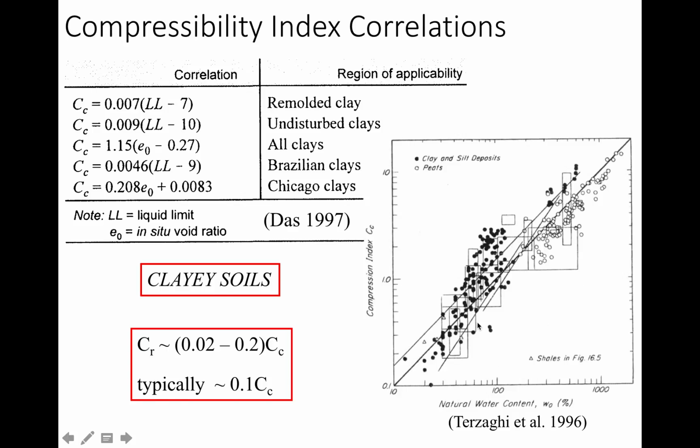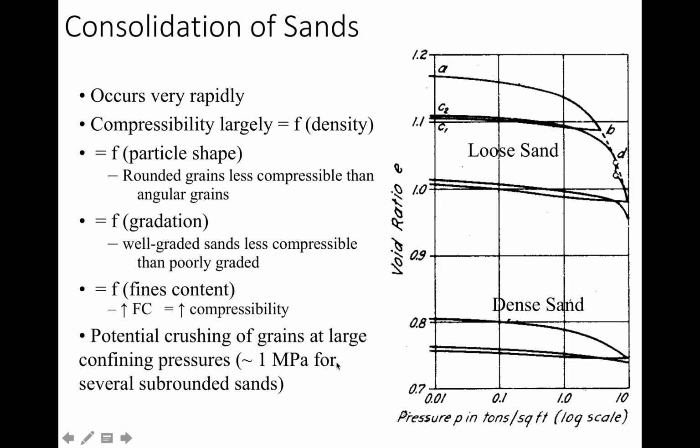Here are some examples of different types of correlations, just so that if you ever wanted to compare data from your reports and verify it seems accurate, you can look at different data. Here are the ranges that it's typically within. Here are examples of sand. Consolidation does happen in sand, but it happens very rapidly. It's a function of the shape of the particles, their gradation, so well or poorly graded, if it has any fine materials like silt or clays, and if you load it enough, the materials can actually crush and the particles can become smaller because of the crushing.